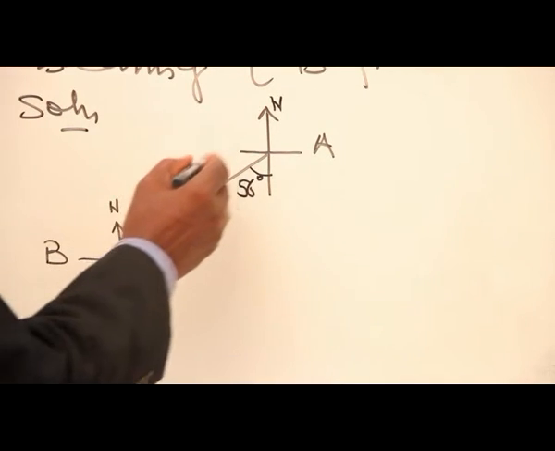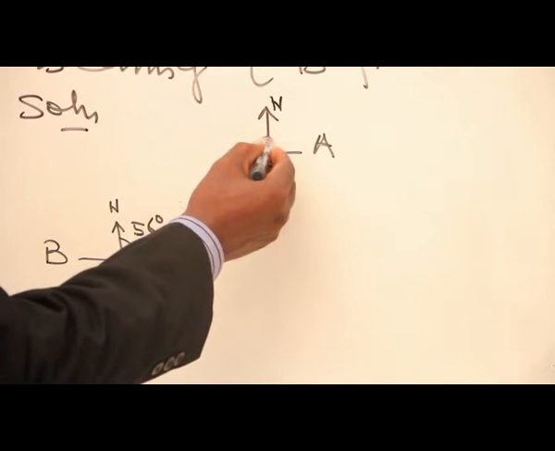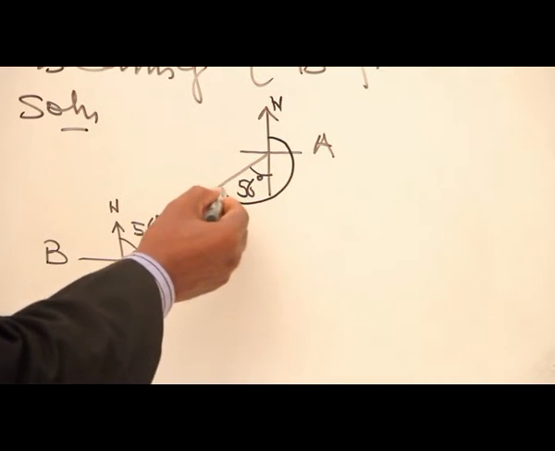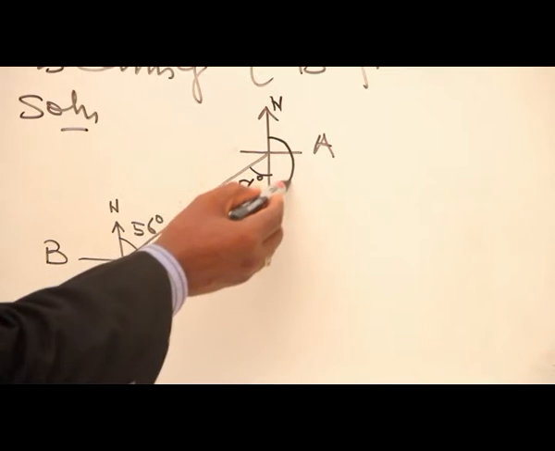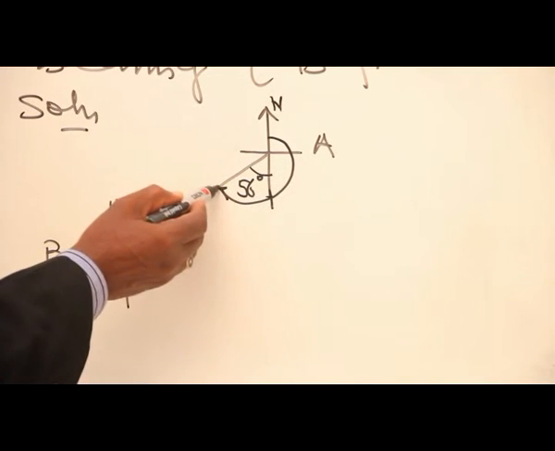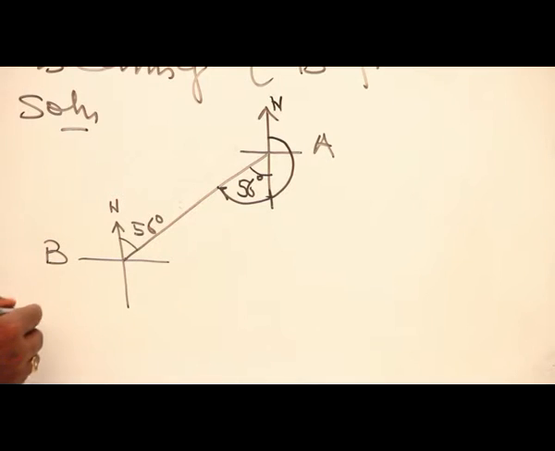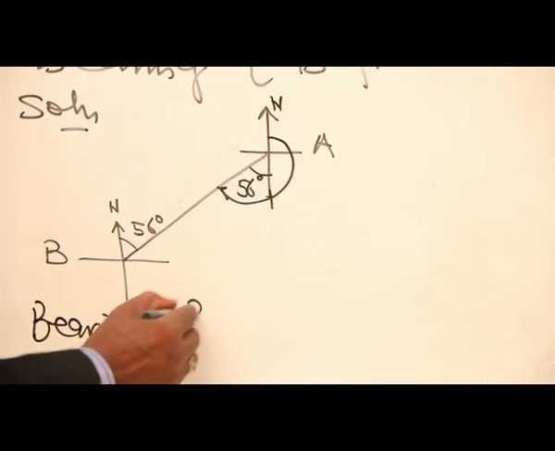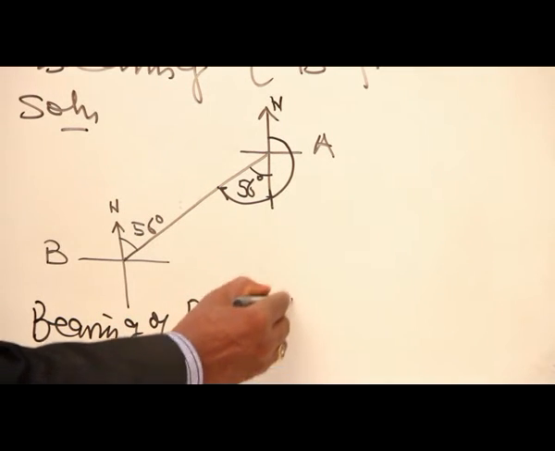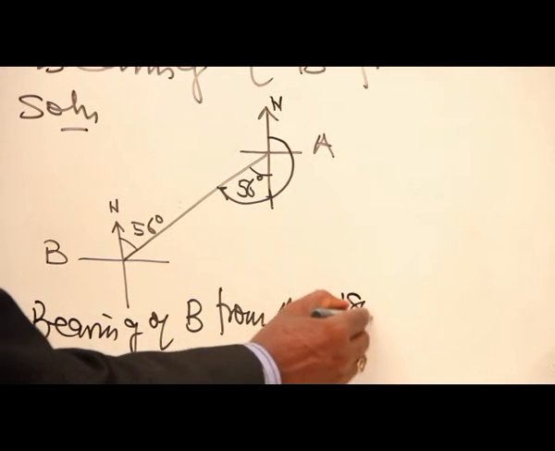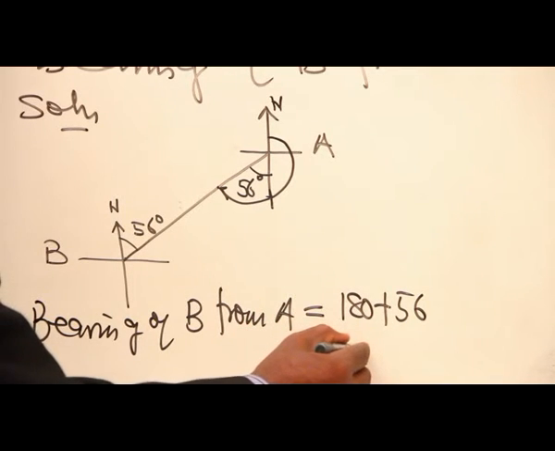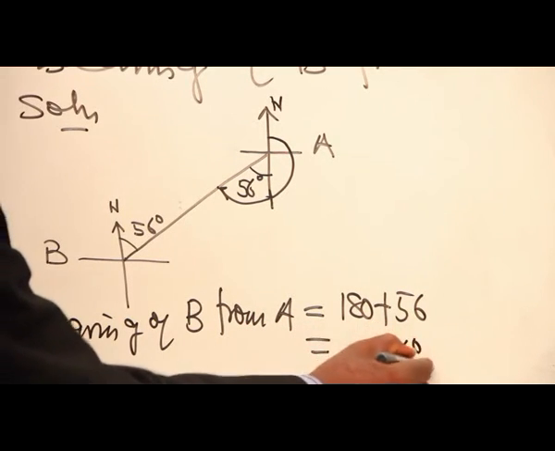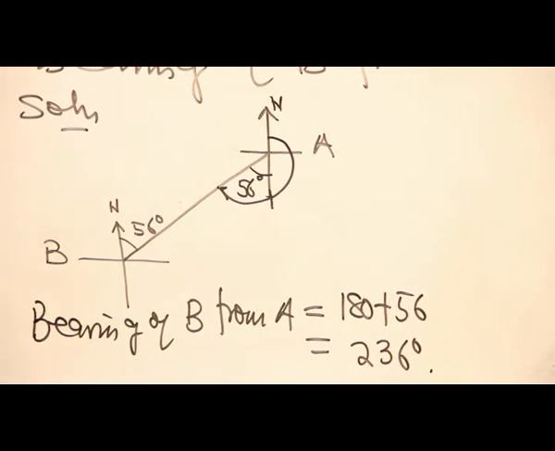If I now want to find the bearing of B from A, I will take the measurement from here until I get to this point. You will observe that in this process, I will have taken the measurement from here to here, which is 180 degrees, plus this fraction, which is 56 degrees. So we now say here that the bearing of B from A should be equal to 180 plus 56 degrees. And eventually, that will give you 236 degrees. Every true bearing must carry three figures.